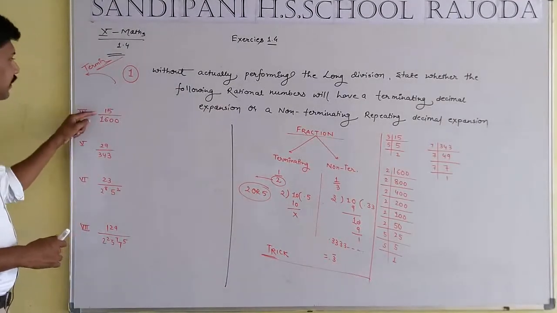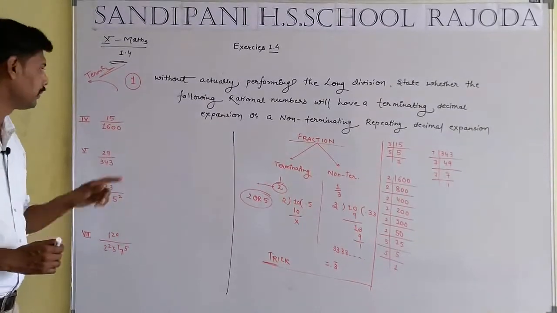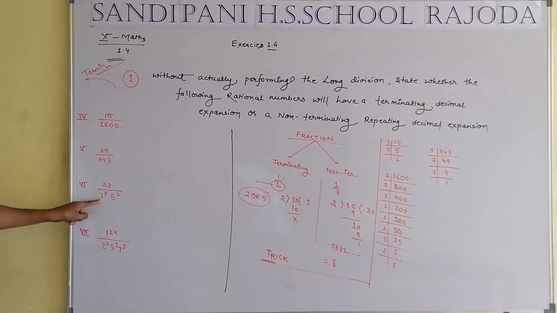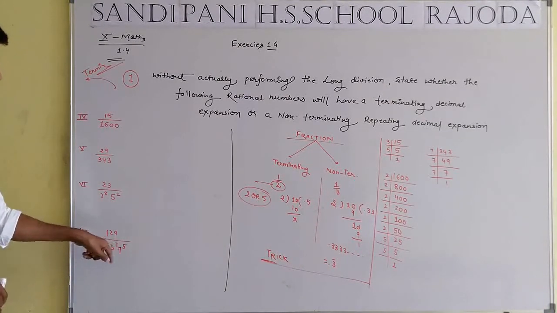Students, next question is there: 15/1600, 29/343, 23/(2 to the power 3 into 5 to the power 2), 129/(2 to the power 2 into 5 to the power 7 into 7 to the power 5).